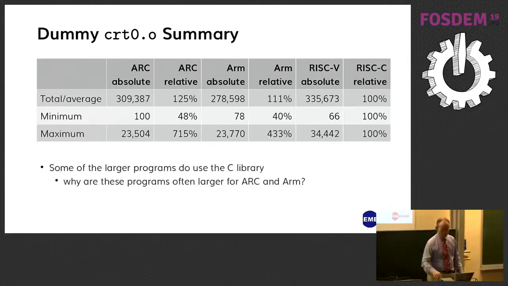And so some of the larger programs do use the C library. All the bigger ones have to use it for some things, even if they're not doing I/O. And what we observe is that quite often these programs are larger for ARC and ARM. Not in all cases, but with ARM and ARC the big programs are noticeably bigger.